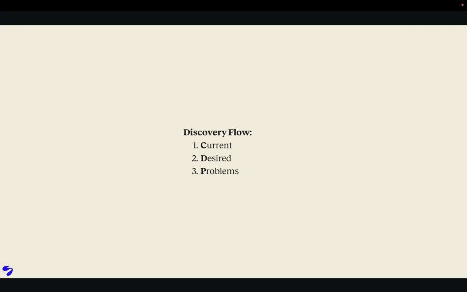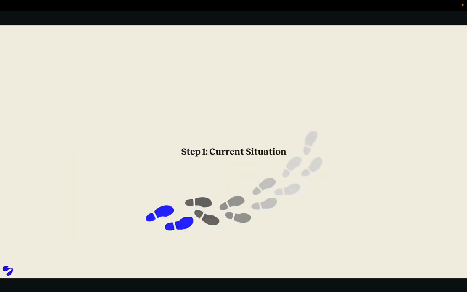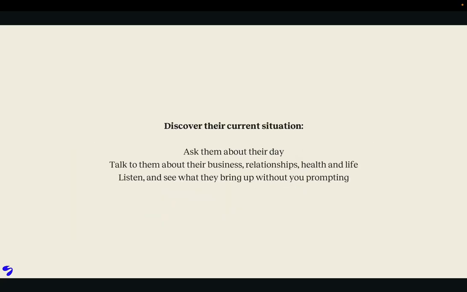The 3 pillars of discovery flows: current, desired, and problems. Starting with, first reiterating the 3 things you need to discover: the current situation, problems, and desired. Starting with the current. Ask them about their day. Talk to them about their business, relationships, health, and life. Listen and see what they bring up without you prompting.